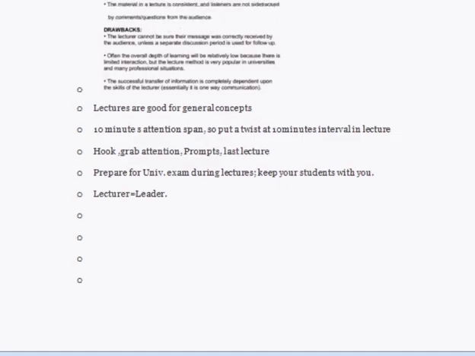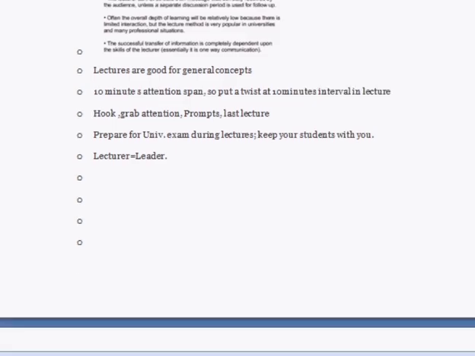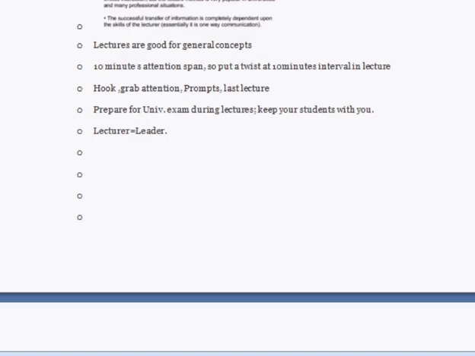Last lecture, linking are good things to introduce into a lecture. You can give questions from university exams and they would attract the students. And basically, a lecturer is a leader.